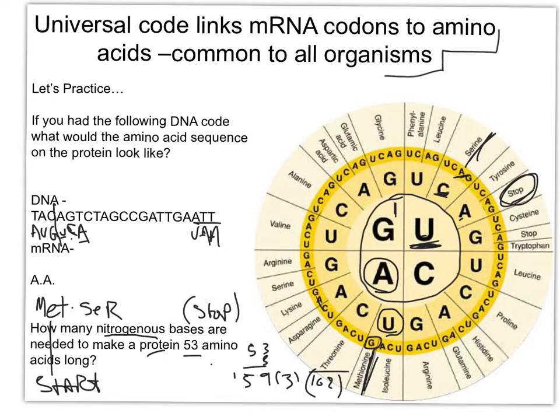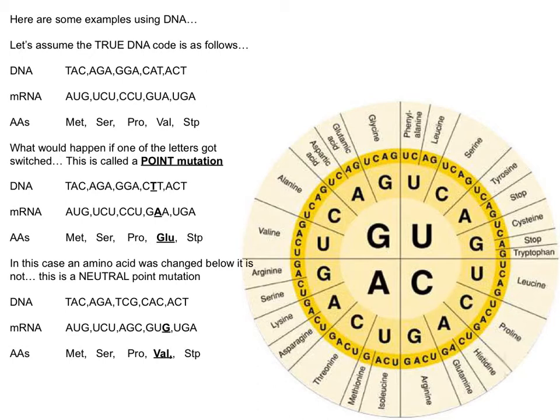And that's assuming you don't have any introns or exons. This just shows you how you can get different mutations. So again, we have the codon chart there. This first one shows what is supposed to happen, right? This is exactly what we just went over. We have methionine, serine, proline, valine, and stop. SDP stands for stop. Okay.